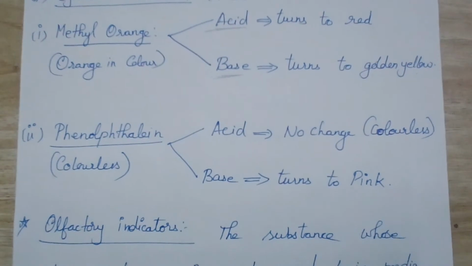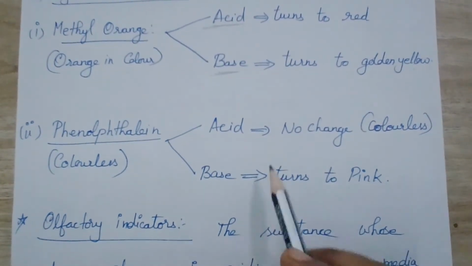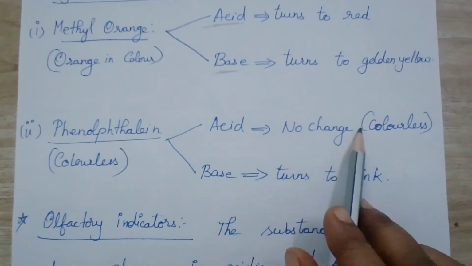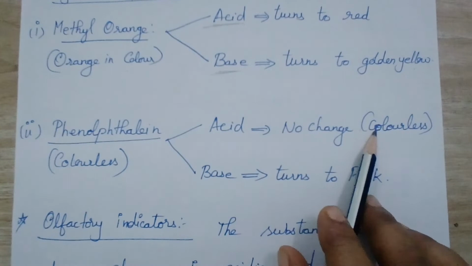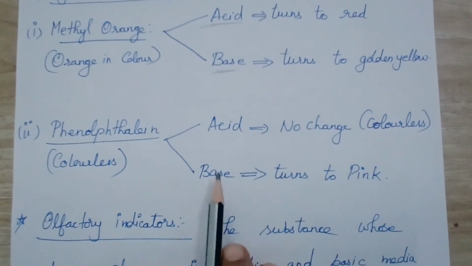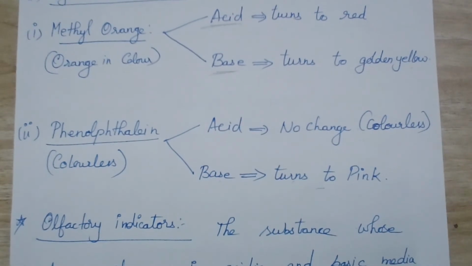Phenolphthalein is a colorless indicator. When acid is added, there is no change; it remains colorless. If you add base, it turns pink, a bright, dark pink color. These are the synthetic indicators used in the laboratory.